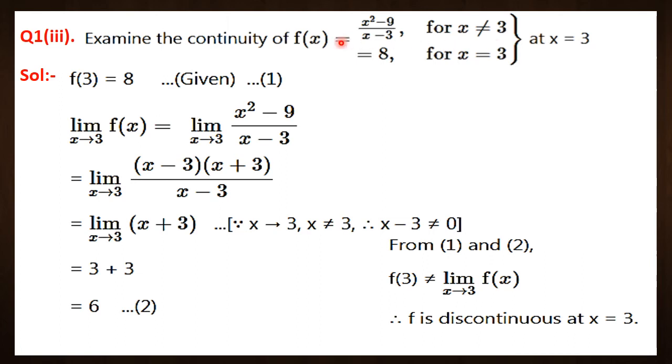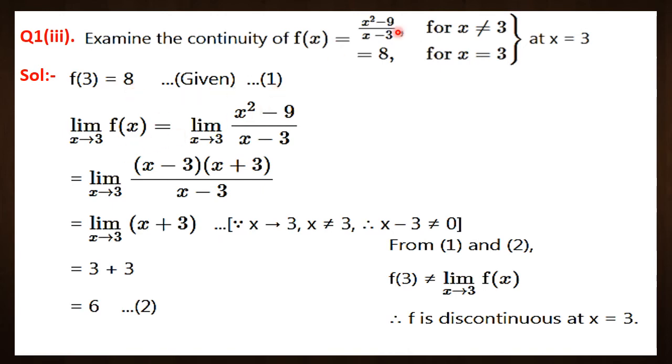Here note that we have two different functions for different values of x. When x is equal to 3, the function value is 8, and when x not equal to 3, the function is written (x square minus 9) upon (x minus 3). Now from the question we can see that when x is equal to 3, f of x is 8, which means we can directly write it as f of 3 is equal to 8. Take it as equation number 1.